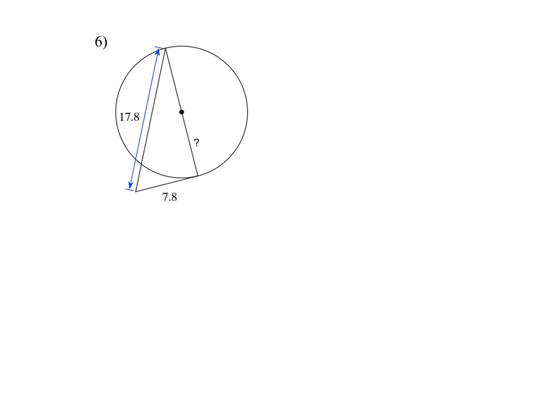So now on this one I want to find the radius, right? But to find the radius first I need to find this measure. So again, this angle is 90 degrees, so d squared plus 7.8 squared equals 17.8 squared.